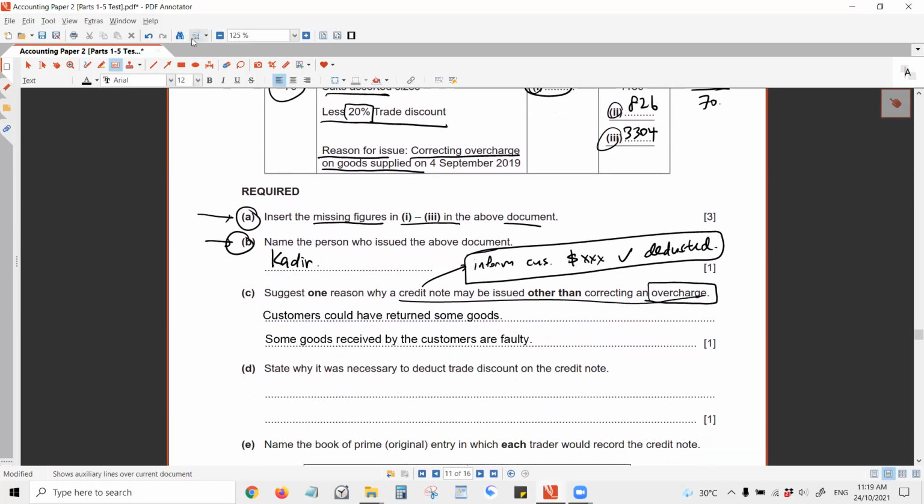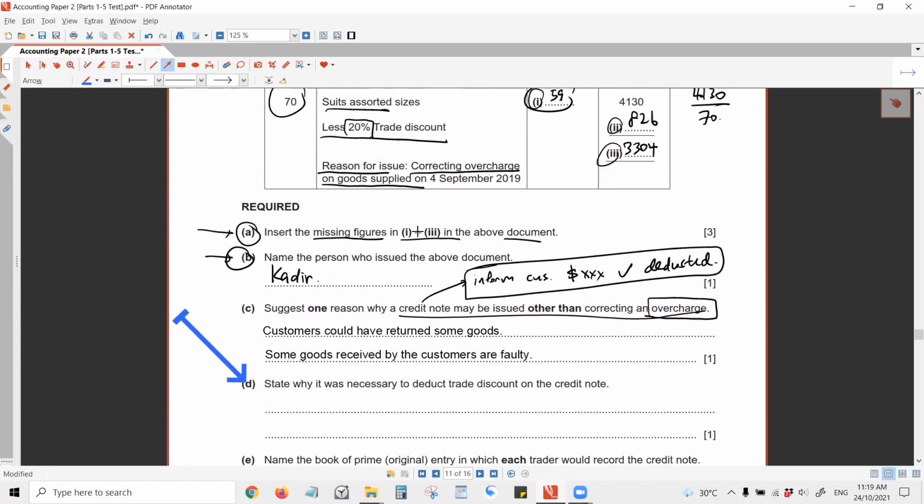Why is it necessary to deduct trade discount on the credit note? This is a good question. Remember, I always tell you a story. One day I sold some goods to you, and then I gave you 100% trade discount. That means you should not pay, right? I know it's not logical in real life, but I'm just giving you an example here.